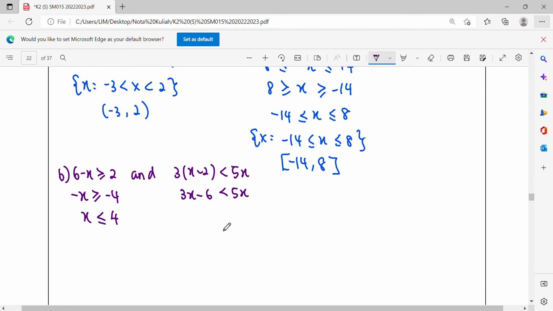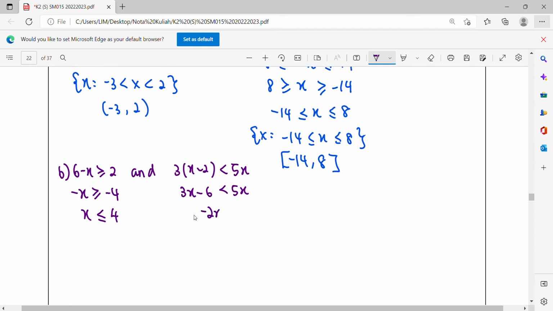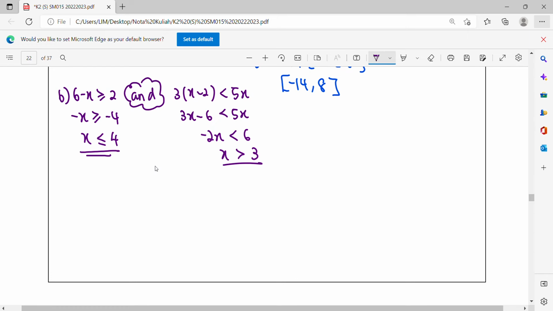So move it to the left hand side, it will become negative 2x. When negative 6 moves to the right hand side, it becomes positive. Divide by negative, change the sign immediately. So equals to 3. It means that you are doing x less than or equal to 4 intersect with x greater than 3. Previously in our number line chapter 1, they gave you this one intersect this one straight away. Now you get the answer by doing the number line intersection.